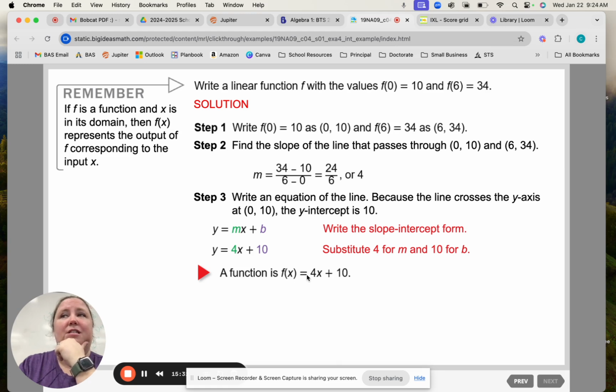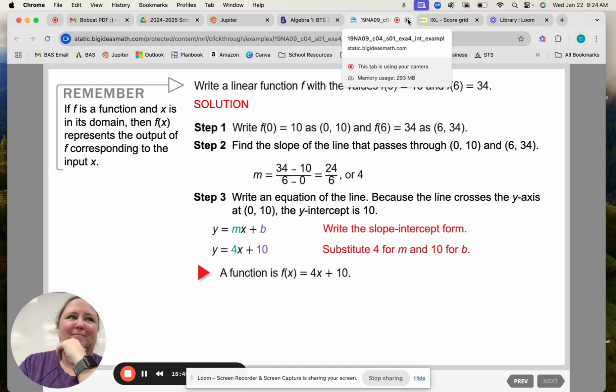Any questions? I don't like it. I don't like functions. That's not a question, that's a statement. All right, do I like functions? No. May I close this? Everybody got it? Yeah. Excellent.